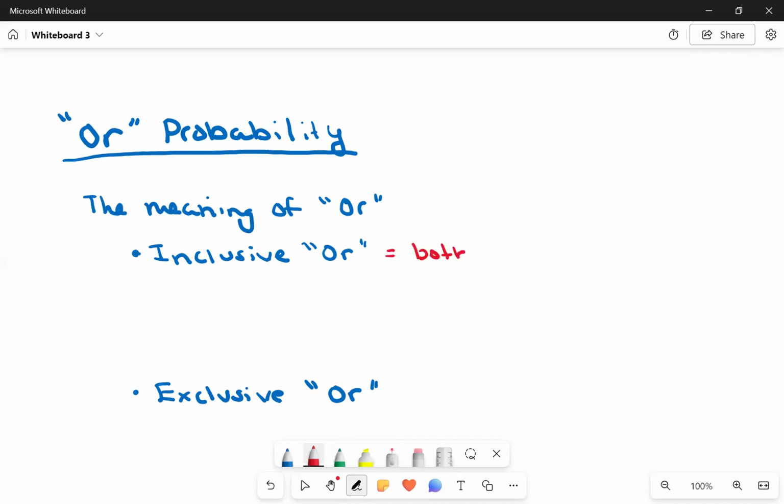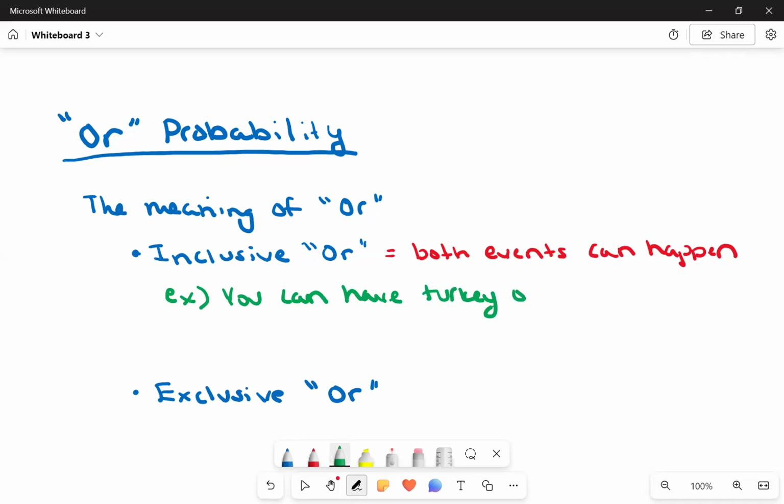Both events can happen. So let me give an example. Let's say you're at Thanksgiving and the host tells you you can have turkey or ham, assuming, of course, you eat meat. The implication here is not that you can only have turkey or only have ham. Really, it isn't. It's the idea that you could technically have both.